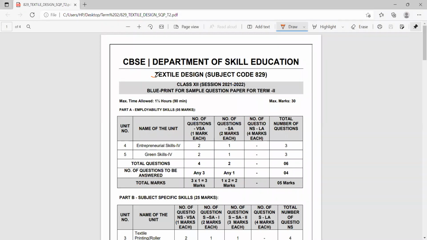Hello children, in this video I'm sharing the sample paper of the subject textile design, and the subject code for this subject is 829. This exam will be for 90 minutes, that's 1.5 hours, and it will be for 30 marks. The exam will have two parts, part A, employability skills, that will be for 5 marks. And part B, that's subject specific skills, for 25 marks.